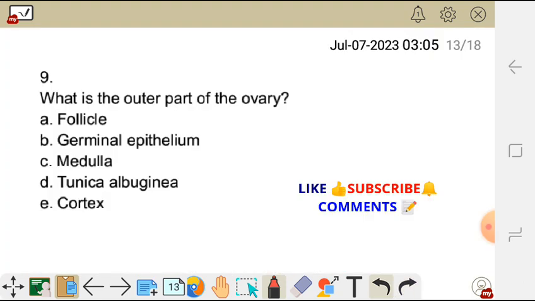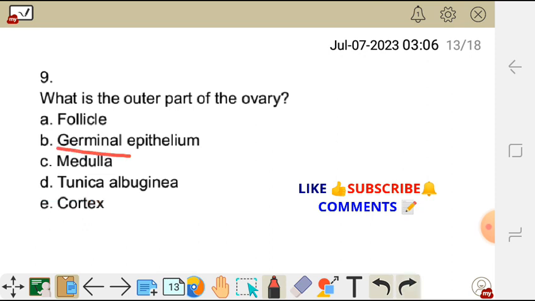Question 9. What is the outer part of the ovary? A. Follicle. B. Germinal epithelium. C. Medulla. D. Tunica albuginea. E. Cortex. So the outer part of the ovary is the cortex.